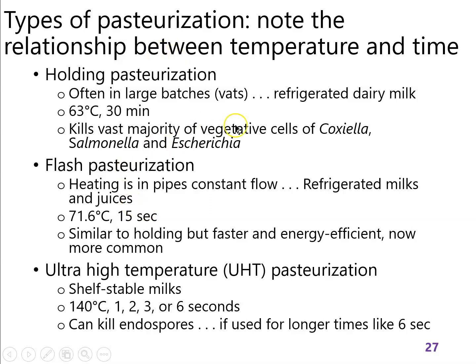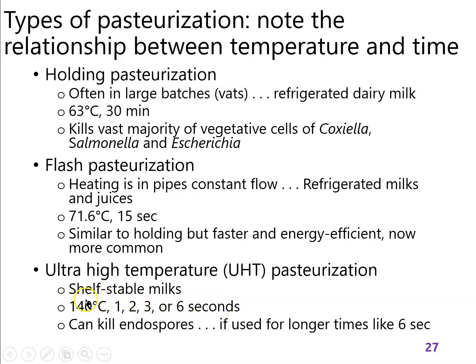And so again, with pasteurization, what we're trying to do is kill the vegetative cells that we would expect to contaminate milk or juices, but not sterilize them. If we want to sterilize them, that is, if we want to make them shelf stable, make milk that we don't have to refrigerate because there's nothing alive in it that could rot, we use ultra-high temperature pasteurization, which uses a much higher than boiling temperature for a really short amount of time.